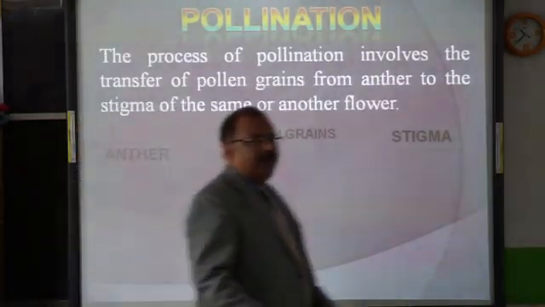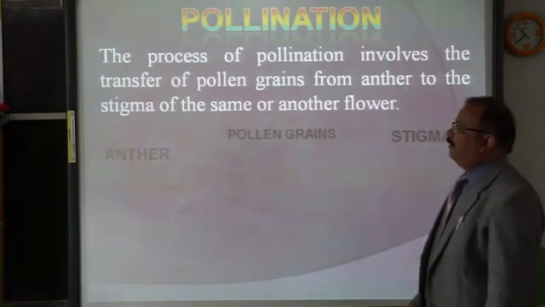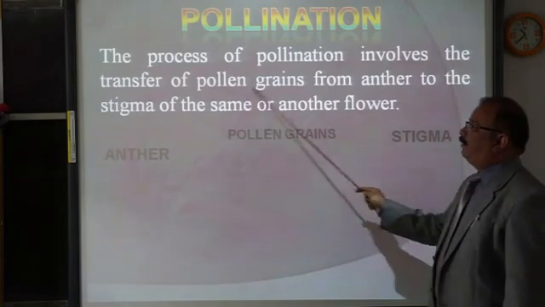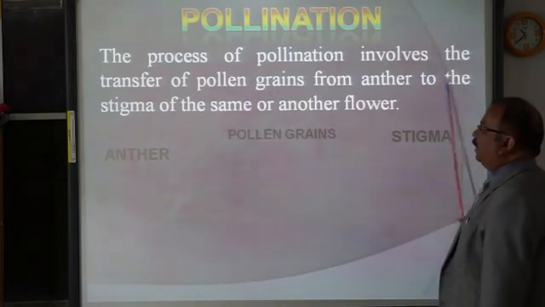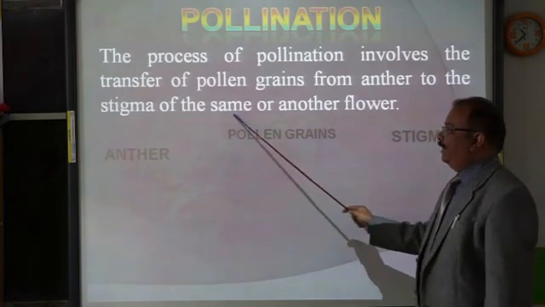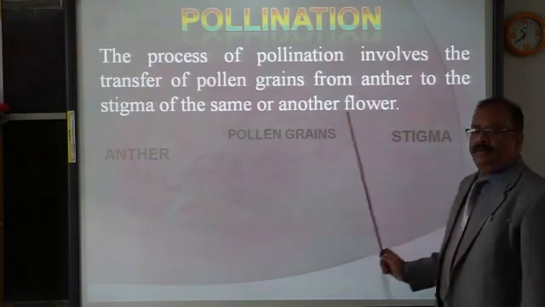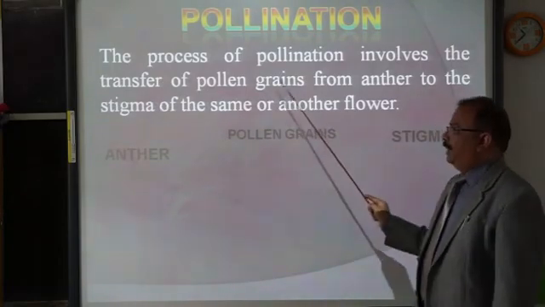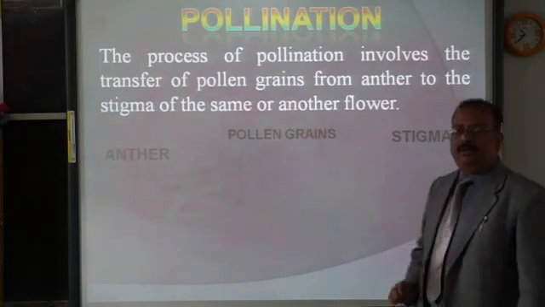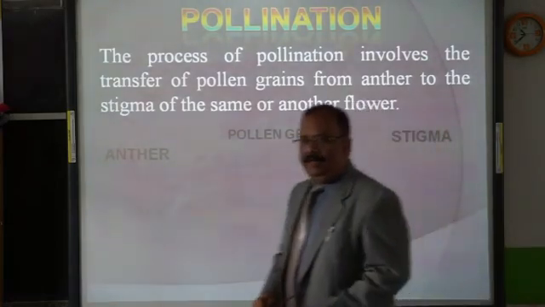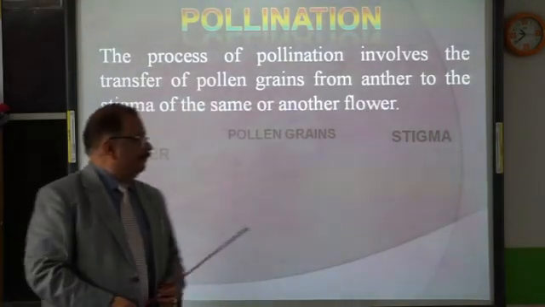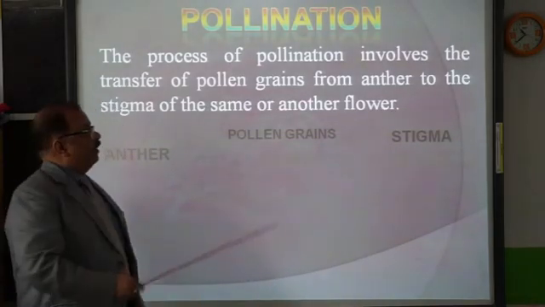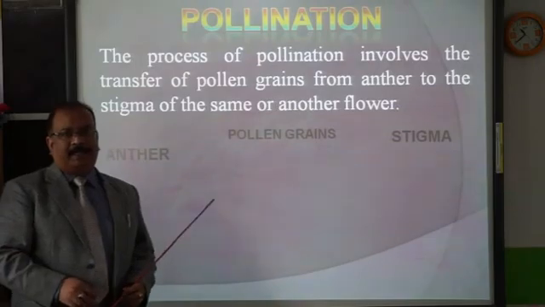The first thing is the definition of pollination. The process of pollination involves the transfer of pollen grains from anther to the stigma of the same flower or another flower. That is pollination. What is it? Transfer of pollen grains from anther to stigma of the same flower or another flower. Okay? So that is pollination. In the previous class also I told you about pollination that will be starting from today.